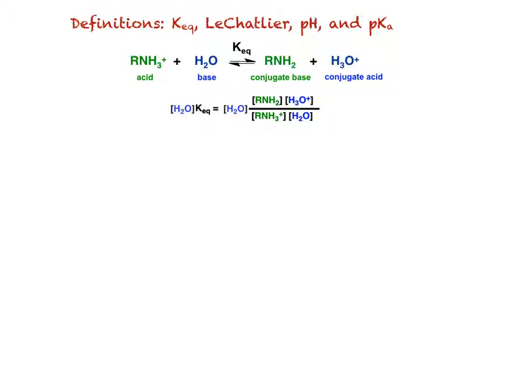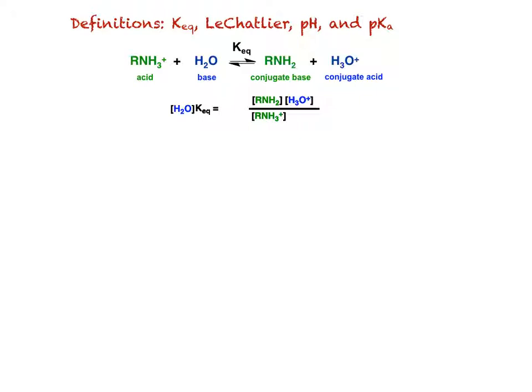So that's old KEQ. We can multiply both sides by the concentration of water, which is a number. It's 55.6 moles per liter, and so we're essentially just multiplying this by a number. And when we do that, we can eliminate the H2O's on the right side of the equation. So we're left with, on the right side, just the ratio of the concentration of the conjugate base divided by the concentration of the acid times the H3O+ concentration.